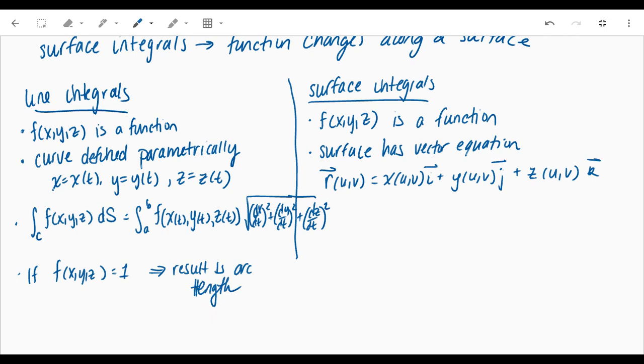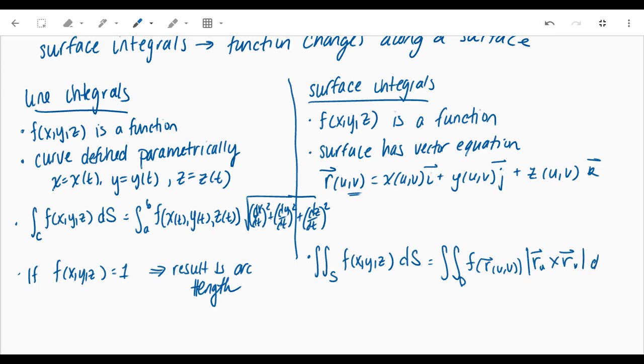And then over here with our surface integrals, we're going to do the integral over the surface S of f of x, y, z dS, which we learned in the previous section. We can do that surface area as a cross product. So we would do f of r, our function here, evaluated anywhere on the surface. Then we do that cross product, r_u cross r_v, dA.